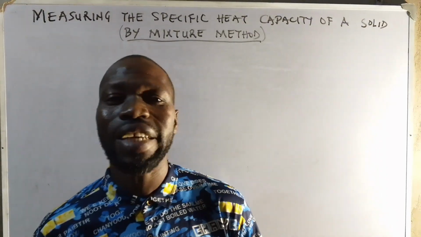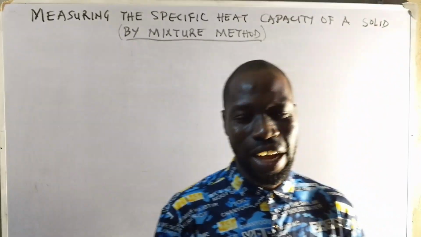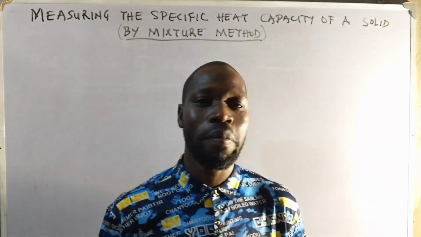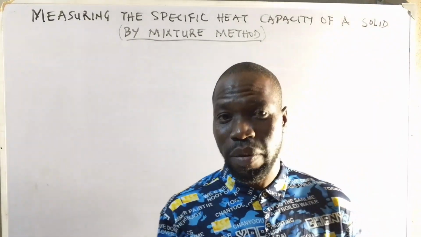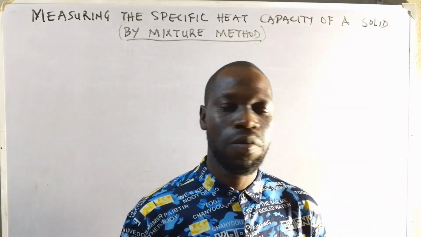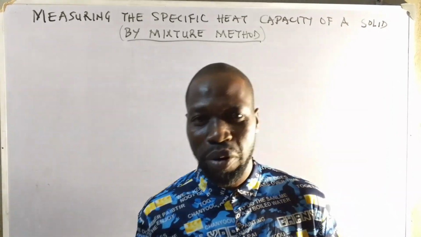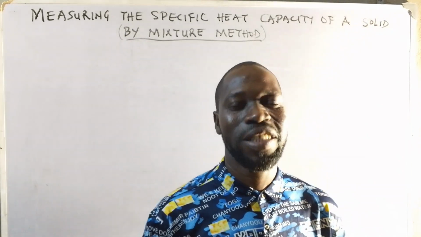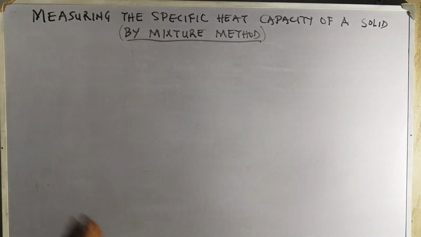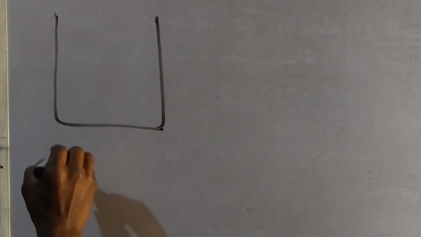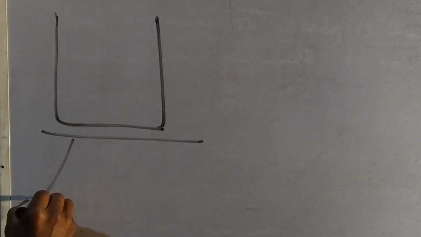So we need an apparatus known as the calorimeter, a well-lagged calorimeter. But before then, we also need the metallic object. Let's call it a small metal ball this time around. And we need a beaker, a tripod stand, a Bunsen burner, a thermometer, and a stirrer. All right. So the first setup looks like this. We're going to have our beaker placed on a tripod stand.